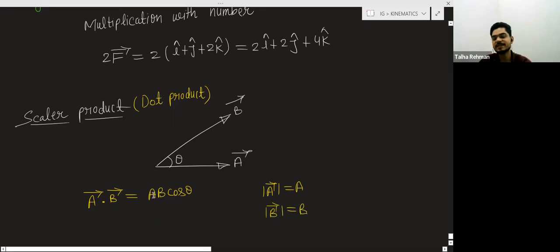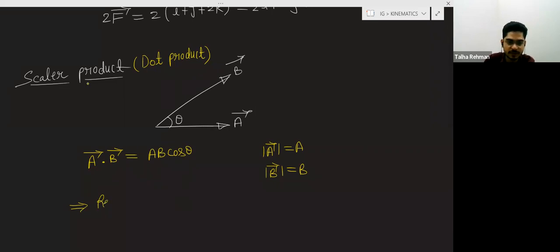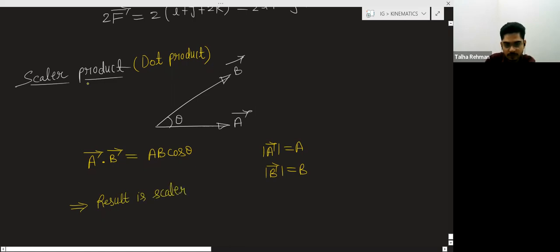So basically, A is a scalar, A will be a number, A will be any other quantity. AB cos theta. Basically, the result you will get is a scalar. So the result of the scalar product will be a scalar. That is why this is known as the scalar product. Result is scalar.